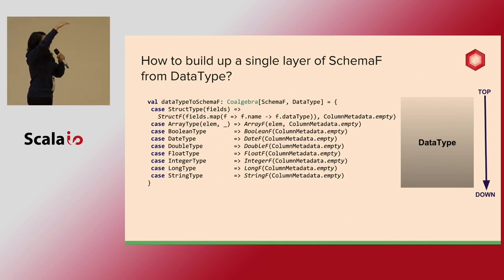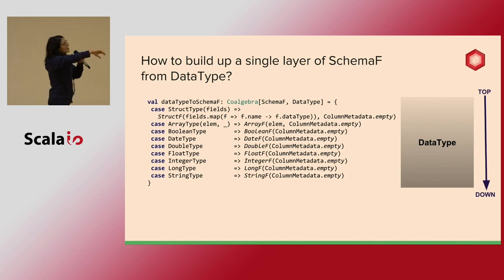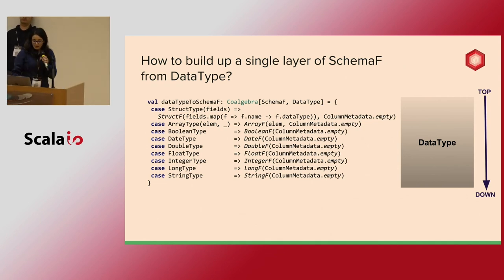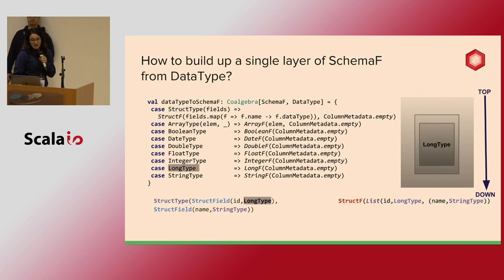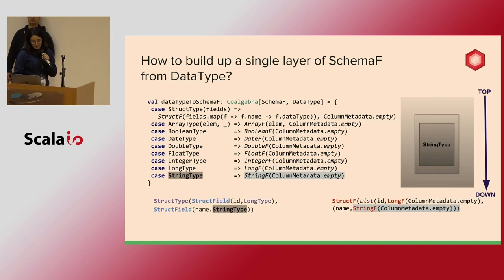Coalgebra is like a recipe. We need to define in each step what we want to do. What is our computation in each step? It will browse the structure from top to down. It will start from the struct type, for example, and then the long type, and the different values.